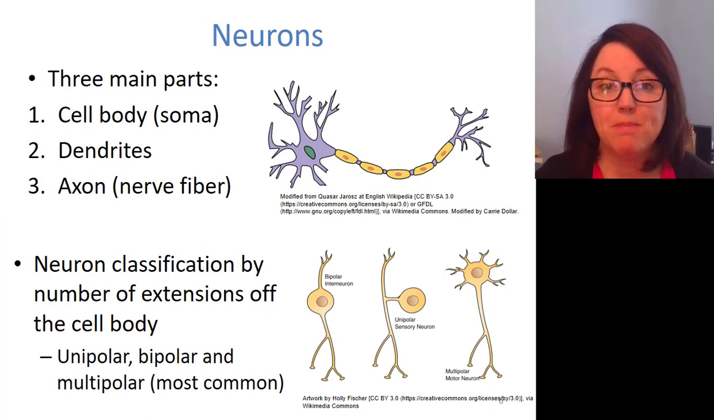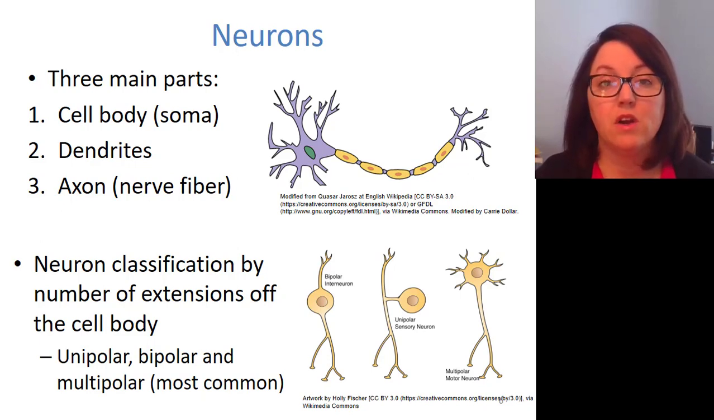So a neuron has three main parts to it: a cell body, also called a soma (soma means body), dendrites, and an axon, or nerve fiber. The cell body, or soma, takes up the bulk of the cytoplasm of the neuron. It contains most of the organelles, like the nucleus, Golgi apparatus, and rough endoplasmic reticulum.